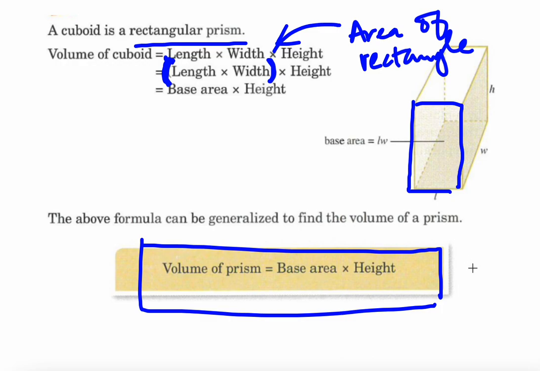Make sure that this goes into your notebook, and then we're going to go over and explain some example prisms and what we mean by base area times height. Okay, so again, this base shape is a rectangle, so base area times height would be area of a rectangle, length times width, times the height.